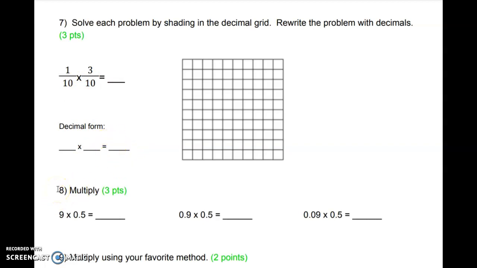Number 8, multiply 9 times 5/10. So once you figure that out, you can use those numbers to help you solve 9/10 times 5/10. And then you can use the same numbers to help you figure out 9/100 times 5/10. So remember, the numbers will be the same, you're just going to be changing the decimal and maybe adding some zeros in there.